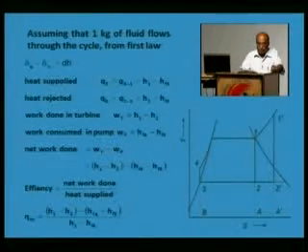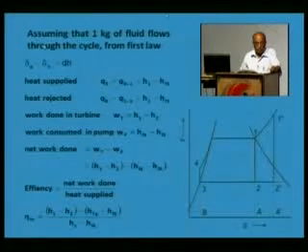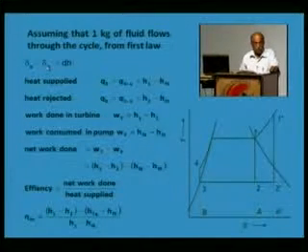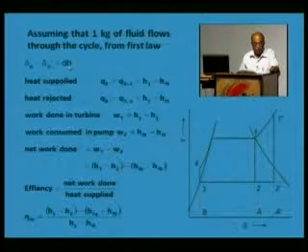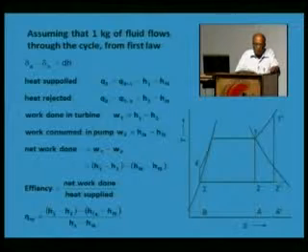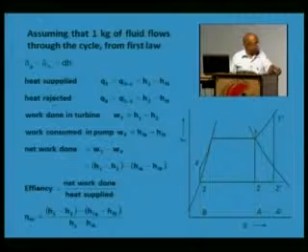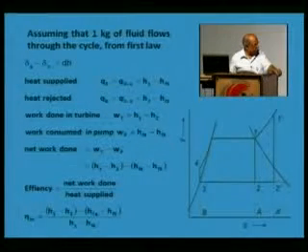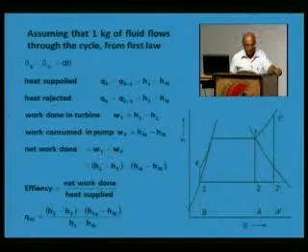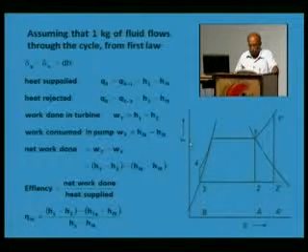Now, this cycle can be analyzed assuming that 1 kg of fluid flows through the cycle. Then from the first law of thermodynamics, we can write that the heat supplied minus the work done is equal to change in enthalpy. Though the cycle is a closed cycle, each component is an open system. The boiler gets some water from the pump, and then heat is supplied to the boiler, and the steam leaves the boiler in the condition as shown here.